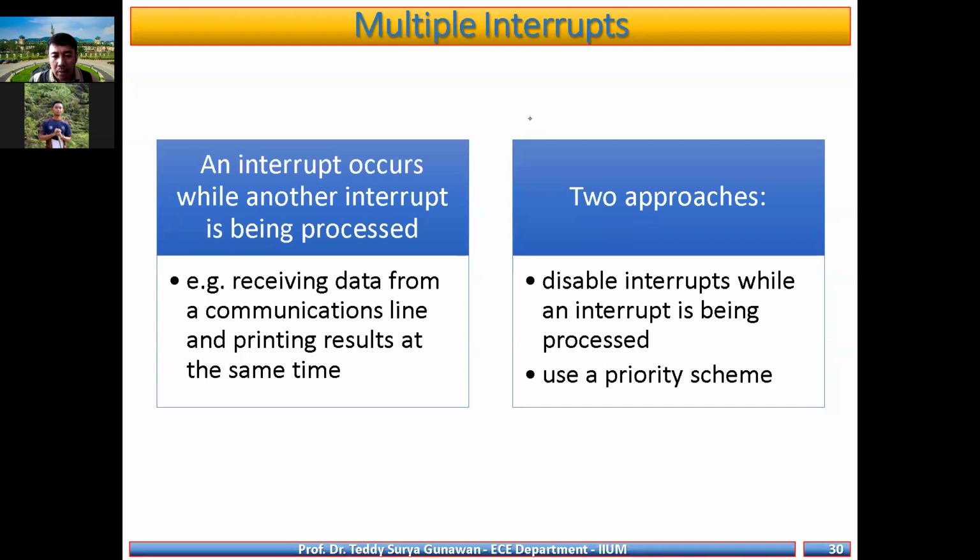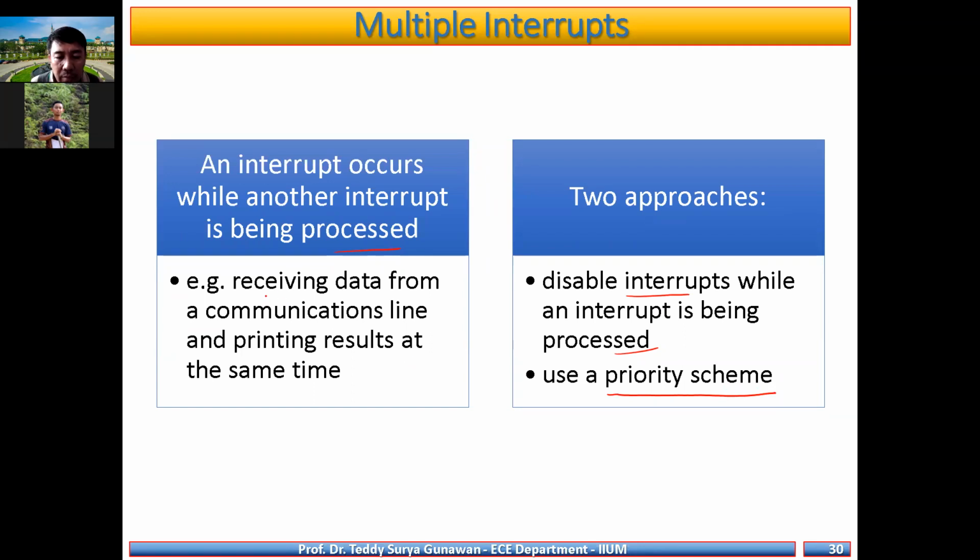So what happens if you have multiple interrupts? An interrupt occurs while another interrupt is being processed. For example, you have multiple devices and each device generates interrupts. So we need to have two approaches. The first one is to disable interrupts while an interrupt is being processed, or you can use a priority scheme.